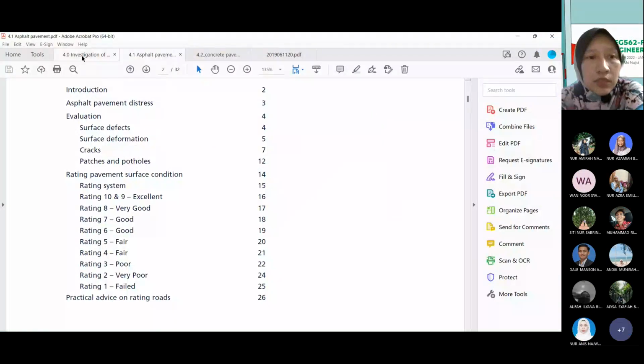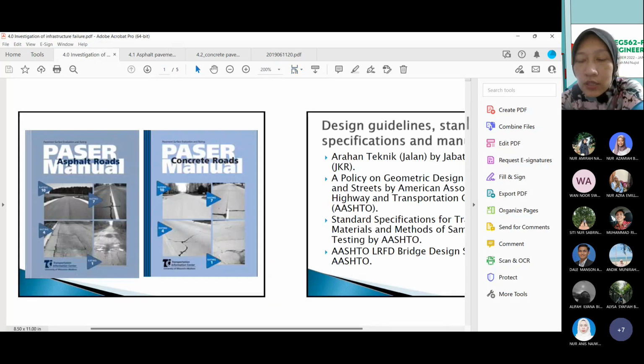Okay, dalam ni saya akan sentuh sedikit sajalah on the surface defect, surface deformation, cracks, patches and potholes. So more on the introductions lah. How do you identify this kind of cracks? Because we're going to have the class activity after this from a case study selected.